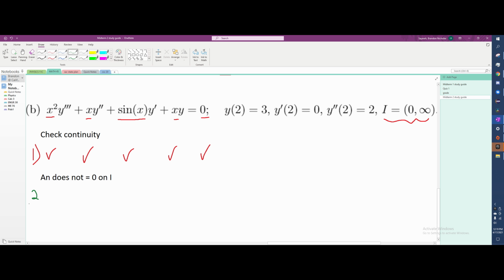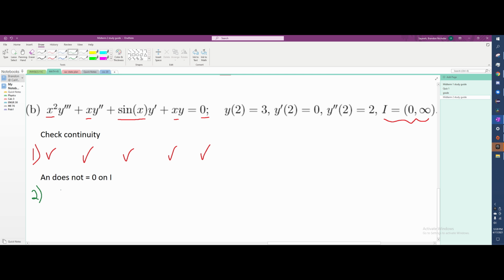Well, the interval is from 0 to infinity. However, because it is a parenthesis and not a bracket like this, it does not include 0. If it was written like this, that means it would include 0, and it would not work here. However, since it is just a parenthesis, that means it does not include 0.